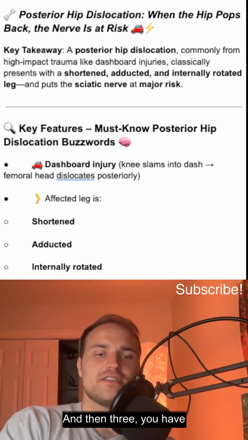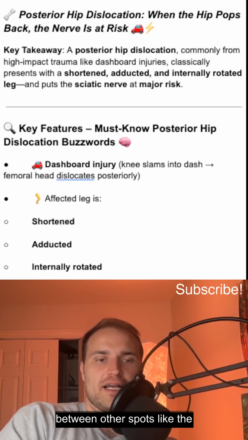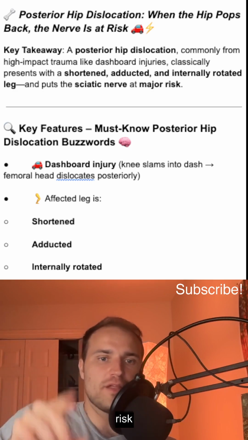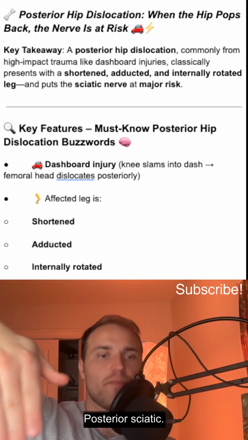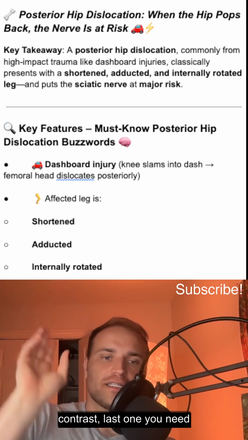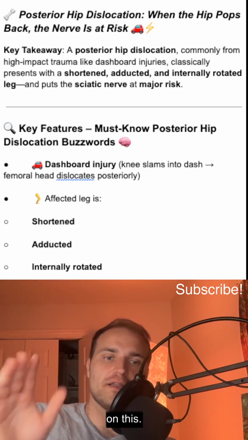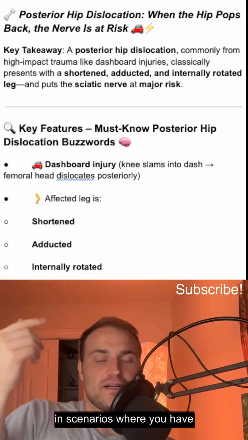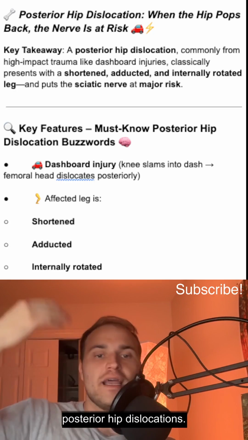And then 3, you have to differentiate it from other structures like the femoral artery and femoral nerve. Those are associated with hip injuries, yes, but they're primarily at risk during anterior dislocations. Posterior, sciatic. And in contrast, the last one you need to know, and you'll never miss another question on this: the lateral femoral cutaneous nerve and the superior gluteal artery are not at risk in scenarios with posterior hip dislocations, and so it's going to be sciatic.